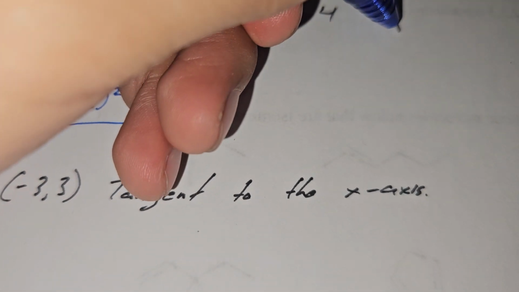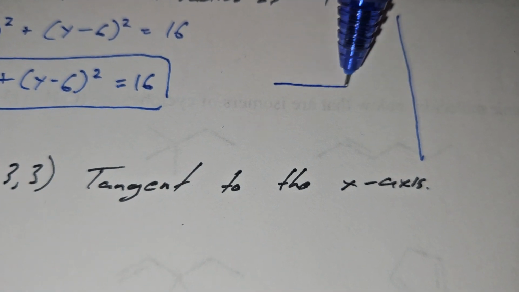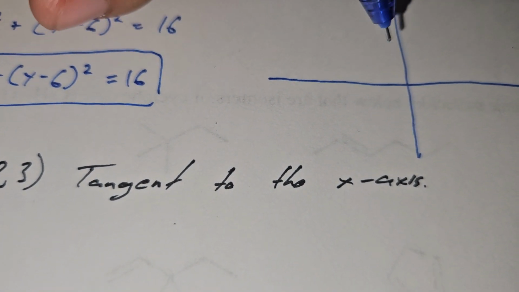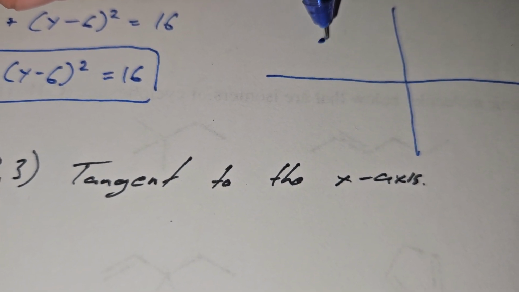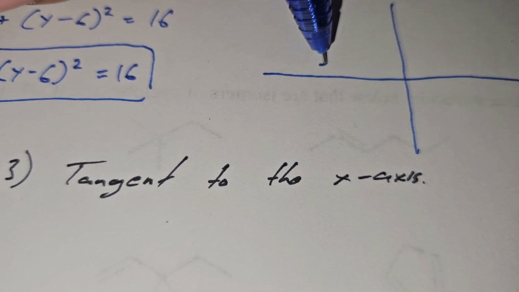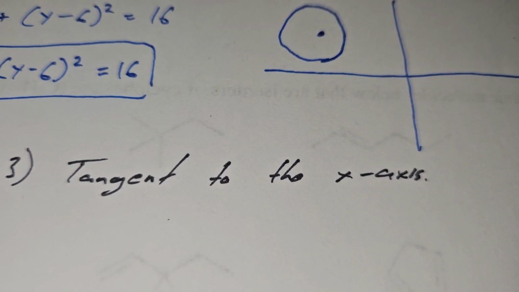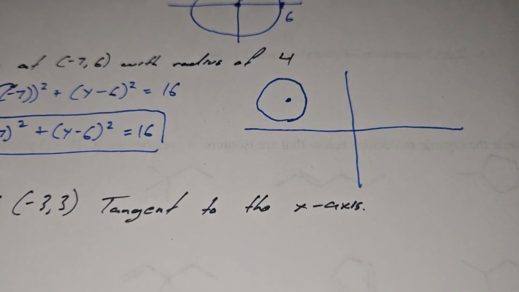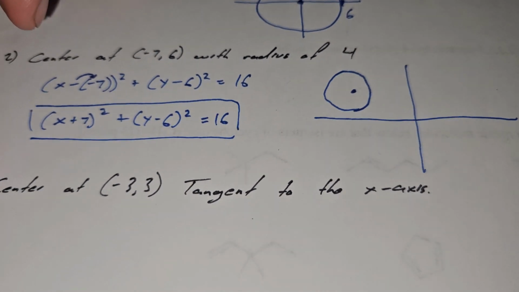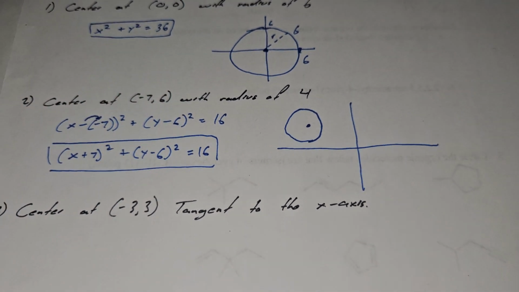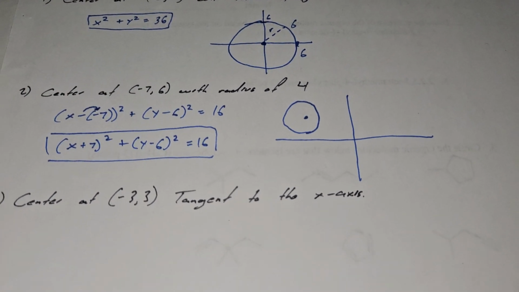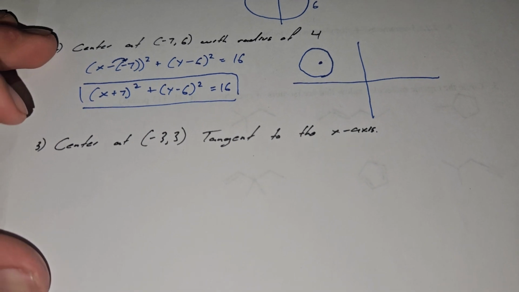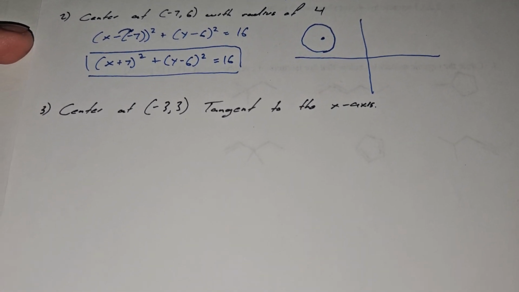And it's probably going to look something like this: -7 here, 6 is right here, radius of 4. It's going to look something like that. It doesn't matter. We'll see more examples when we actually have to draw the circle. Let's go ahead and do number 3.